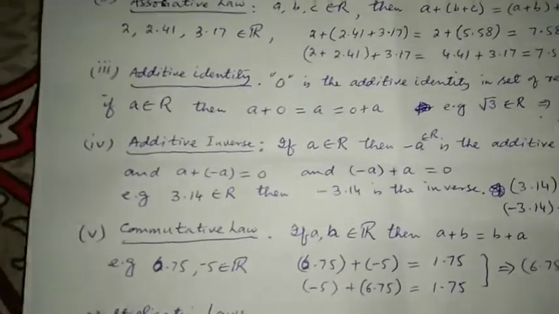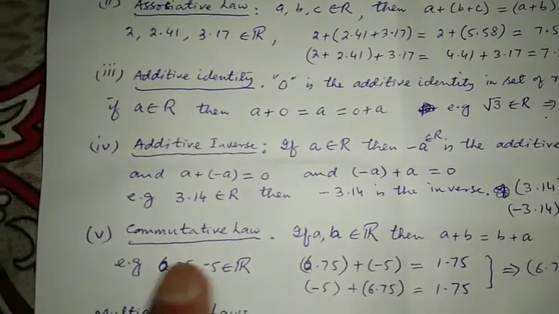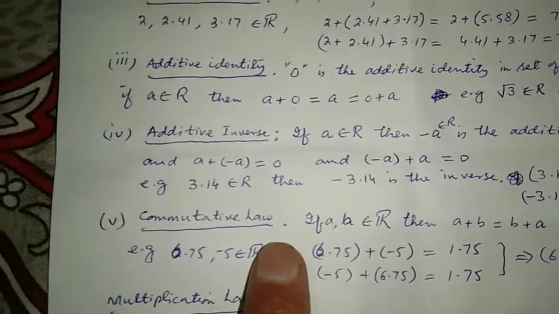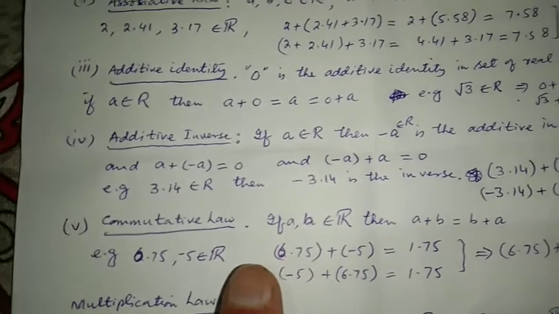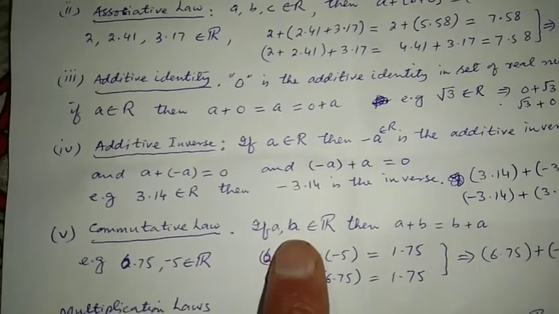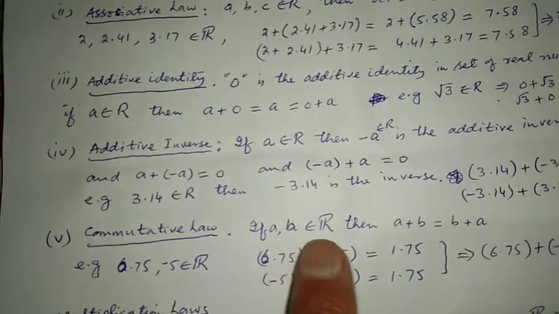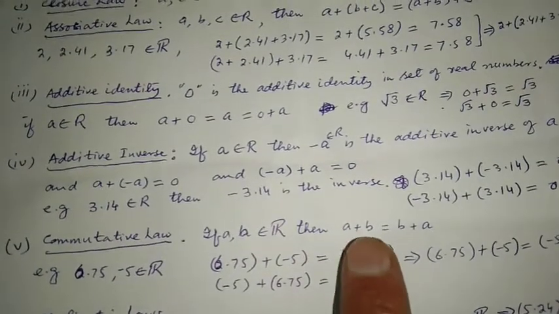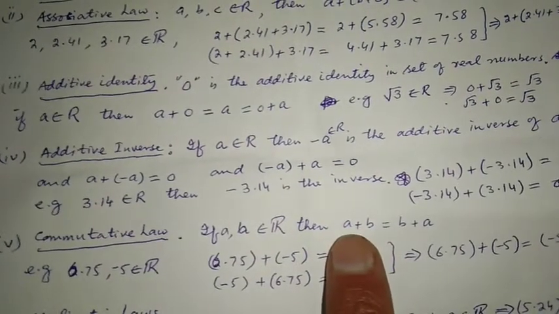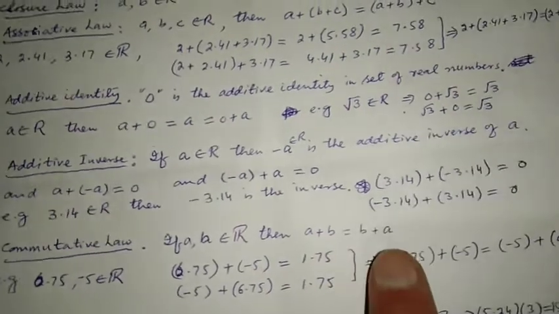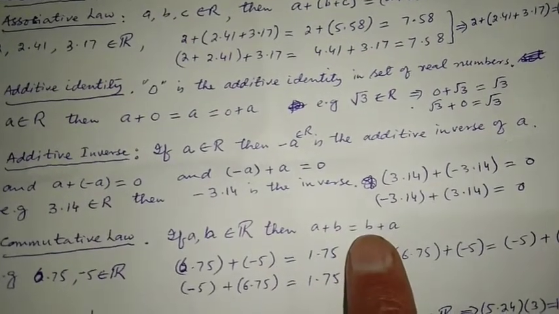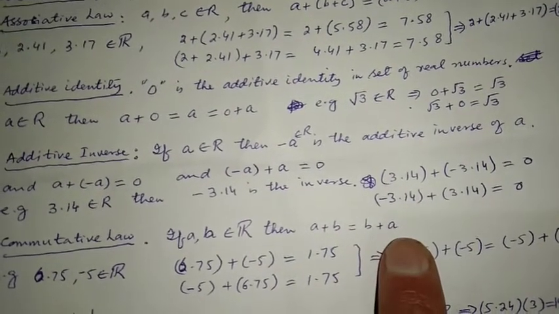Now the last one is commutative law. Commutative law is basically like this. If we take two real numbers and whether we are adding like this, a plus b, or whether we are adding like this, b plus a, the answer will be the same.